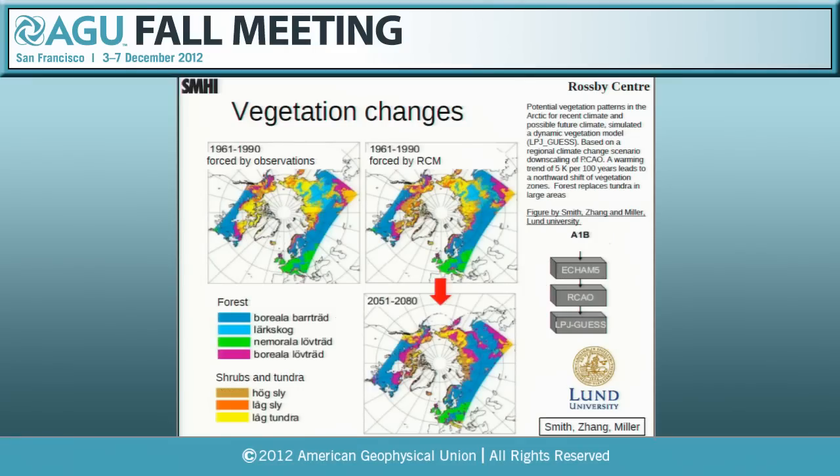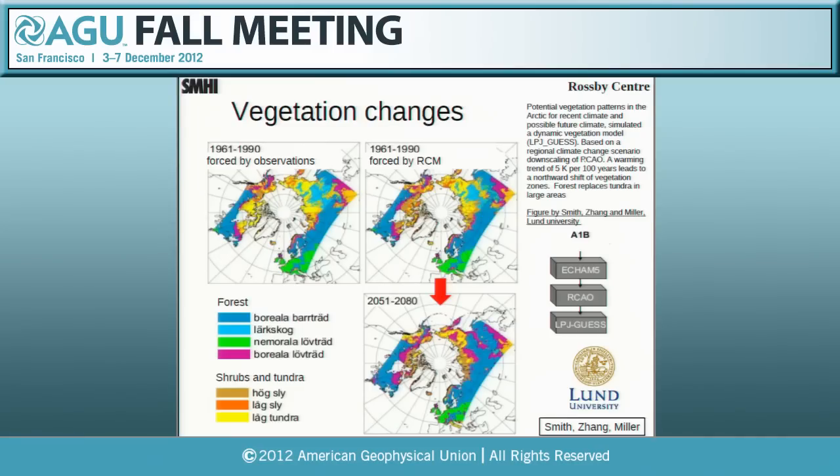Okay, vegetation. We also have a vegetation part in this system model. Here we have a vegetation model, LPJ-GUESS, which is used forced by observations, so by observed atmospheric conditions, and we get a certain distribution of vegetation. Blue is forest, and yellow, orange is shrub areas. This same experiment has then been repeated based on a simulated atmosphere. And the results are astonishingly similar. The vegetation patterns are quite similar.